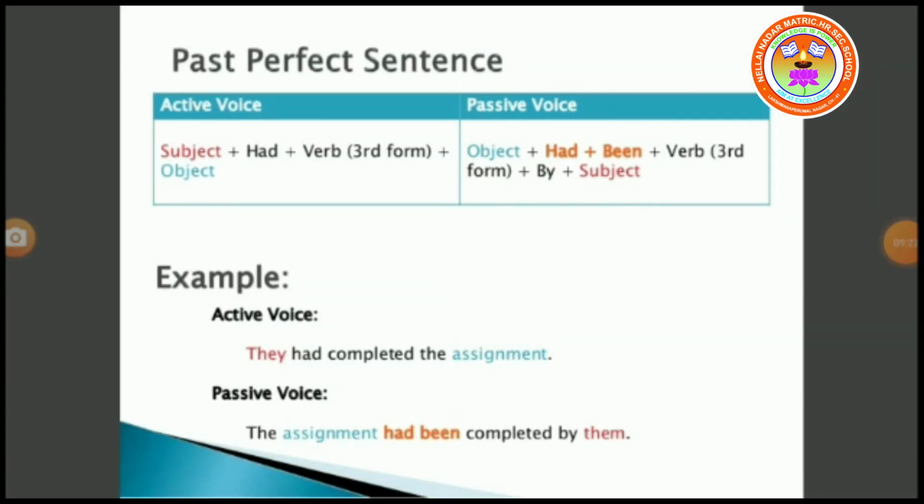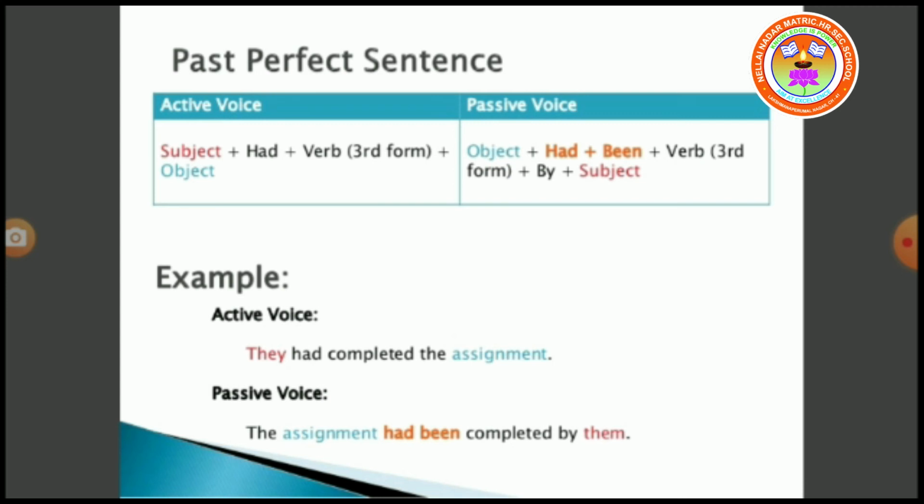Next, past perfect tense. Active voice structure: subject plus had plus third form of verb plus object. Example, they had completed the assignment. Passive voice structure: object plus had been plus third form of verb plus by plus subject. Example, the assignment had been completed by them.